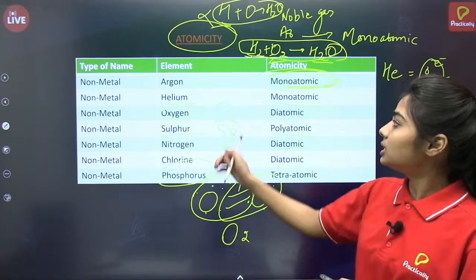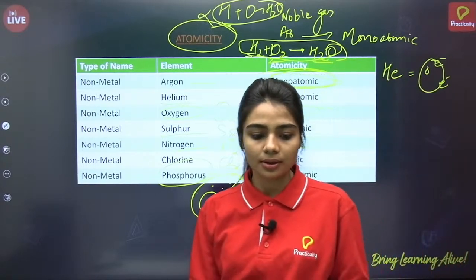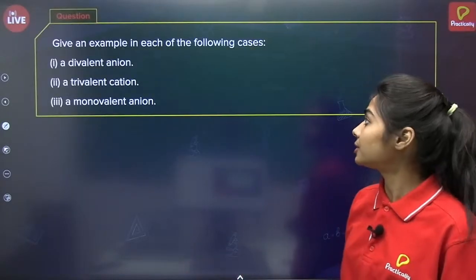Okay, so these are the elements, these are their atomicity. This is how they combine in nature.